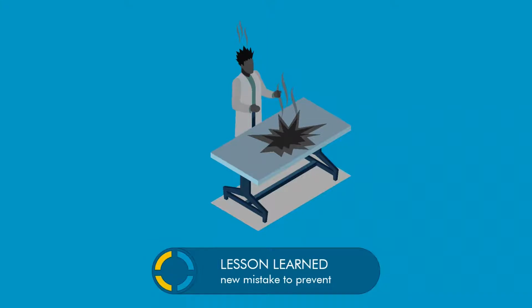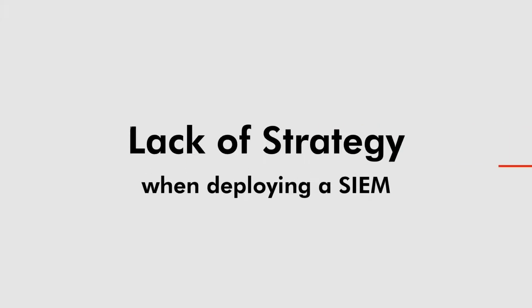From my view, the top risk when a SIEM is deployed is doing so without having a plan. Therefore, the first risk in this series is lack of strategy when deploying a SIEM. Today, we will see how a SIEM is commonly deployed and identify some risks that come from that approach. In the end, we will introduce the SIEM strategy that this channel will follow in upcoming videos.